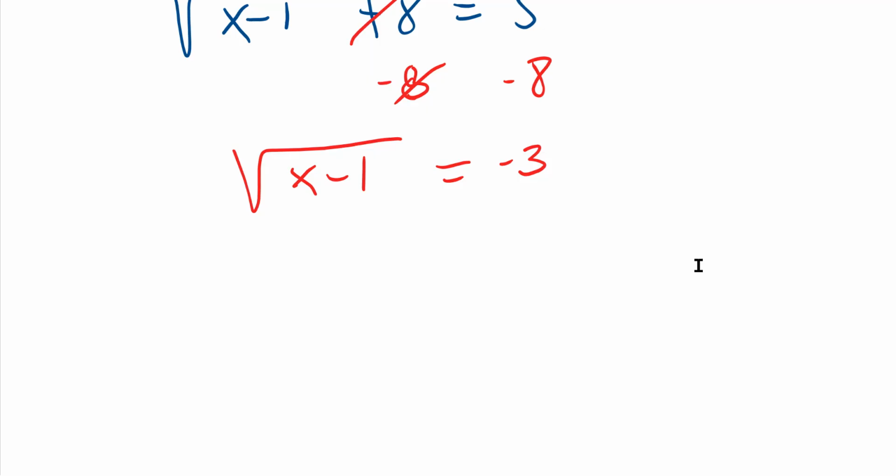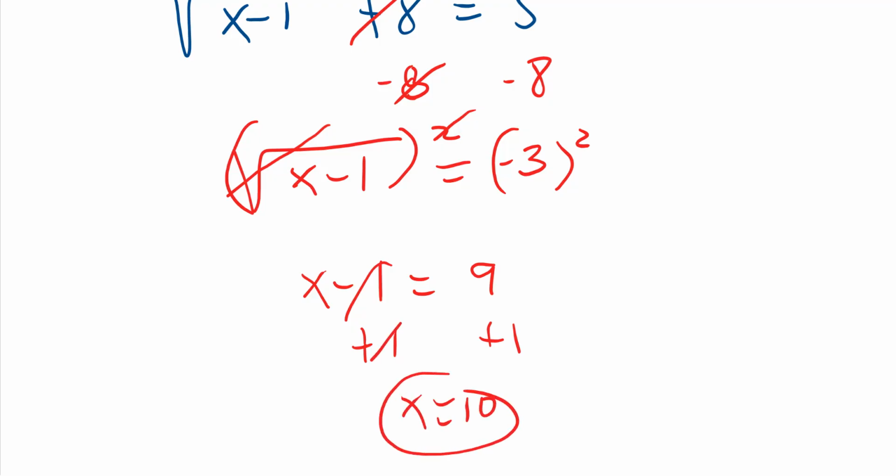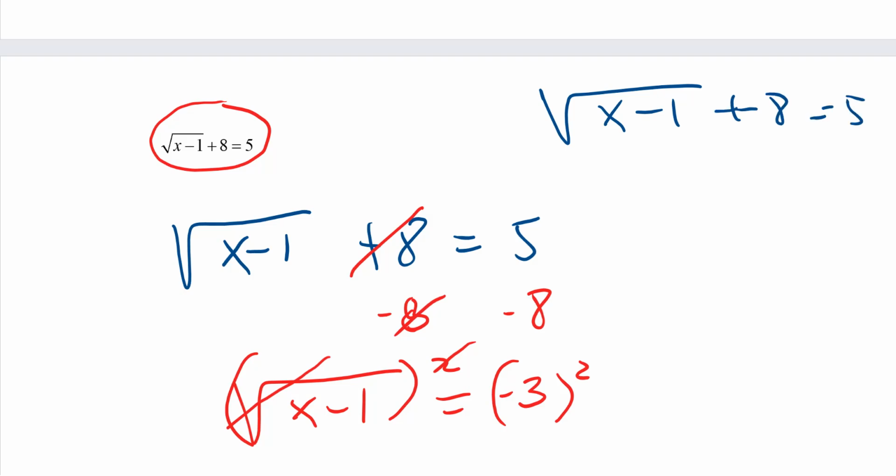And now we're going to square both sides. The square and the square root cancel, giving us x minus 1, and the other side is 9. Add 1 to both sides, and we get x equals 10. We started with a root that had an even number in the corner, so that means we have to check 10 in our original problem. So let's take our original equation, and let's replace the x with 10 and see if it works.